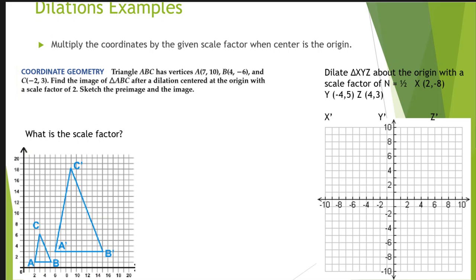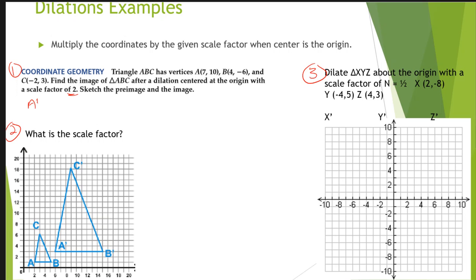So our first slide here is just going to give us some basic dilation examples. I have a couple here on this slide. I have 1, 2, and I have 3. So let's start with 1. So for number 1 here, it says triangle ABC has these coordinates. It says find the image of triangle ABC after a dilation centered at the origin with a scale factor of 2.